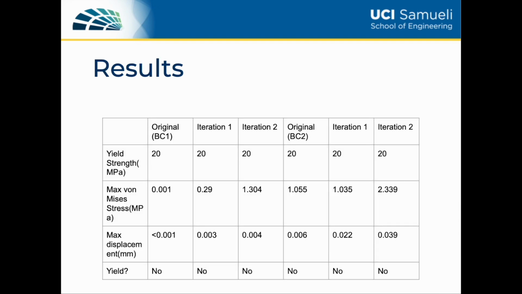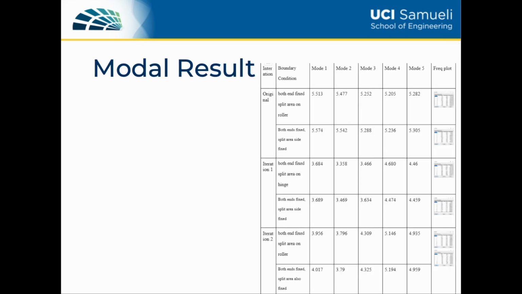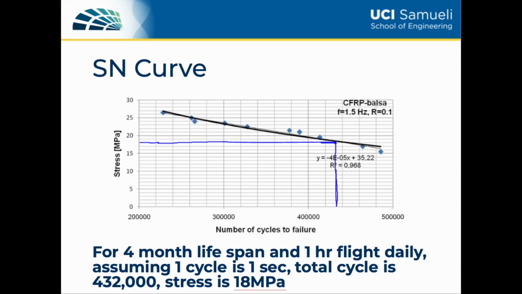For the results, as we can see, the original beam with boundary condition 1 has the lowest max stress and the lowest max displacement. Here are the modal results. For the SN curve, we can see that the beam can withstand the fatigue.